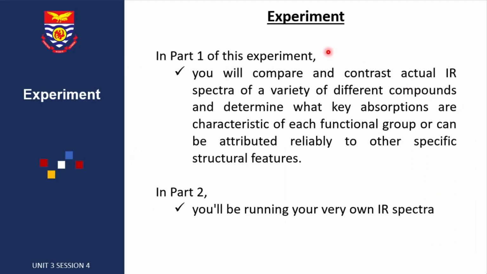Okay, so let's look at the experiment. In part one of your experiment, you were supposed to compare and contrast the actual IR spectra of a variety of different compounds and determine what key absorption features, characteristics or functional groups can be attributed reliably to specific features, right? Then the second thing is to run your own IR spectrum. So we'll take them one after the other.